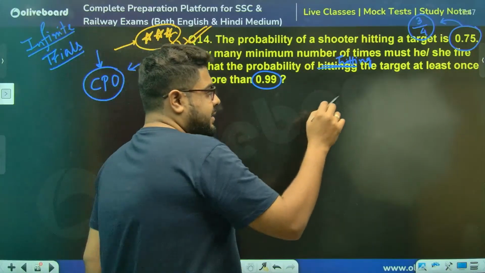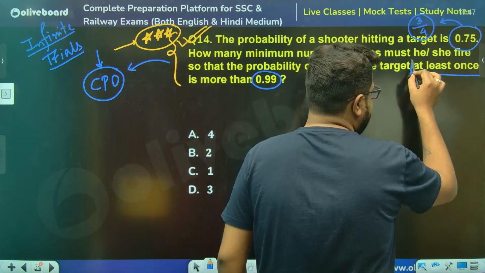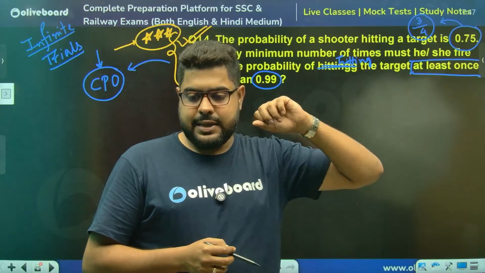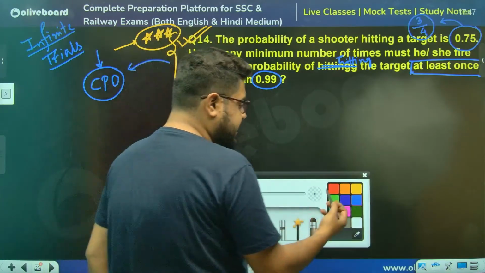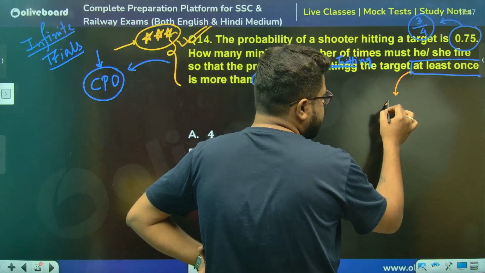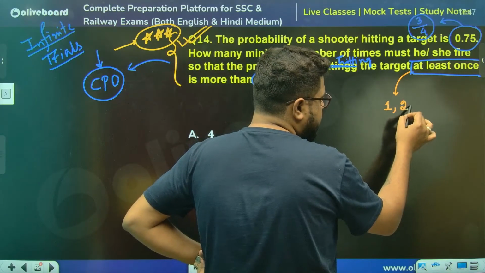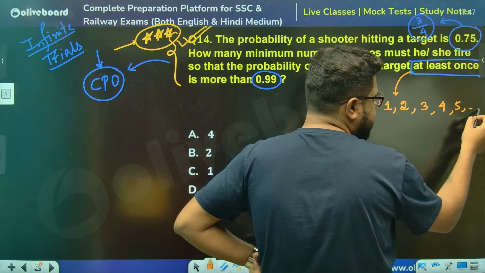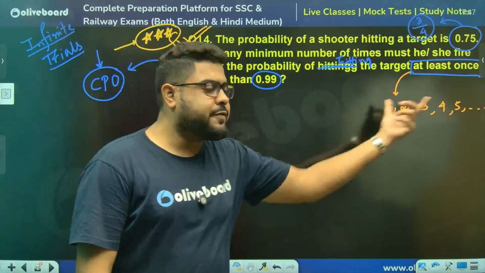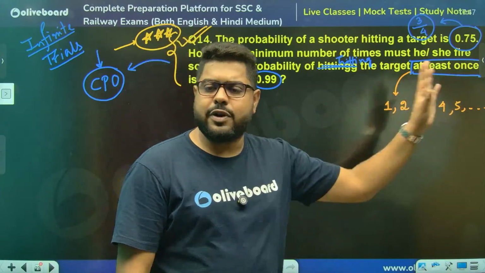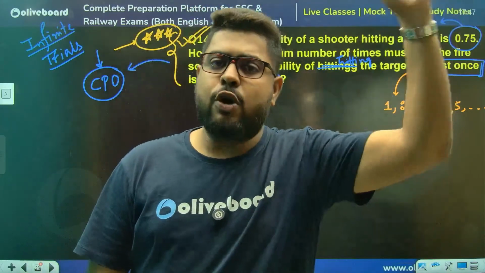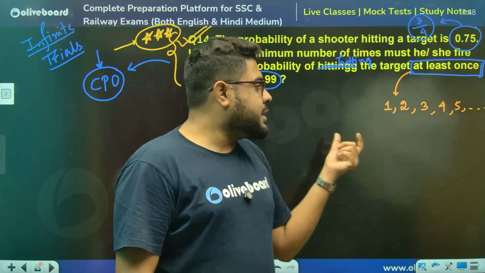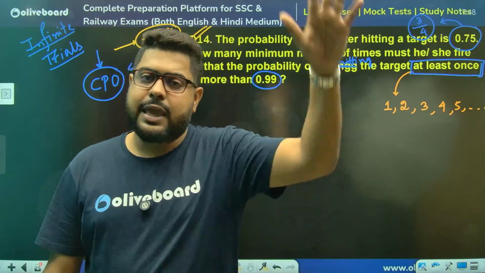Now, please understand. This is a problematic statement, sir. At least once. Why is it problematic? At least once means he can hit once, he or she can hit twice, thrice, 4 times, 5 times, and so on, sir, it can go on. N number of times it can hit, right? I don't know, infinite number of times. It depends on how many times he decides to shoot. So I cannot really go in this positive direction, because then it's a never-ending probability. I will keep on counting only.